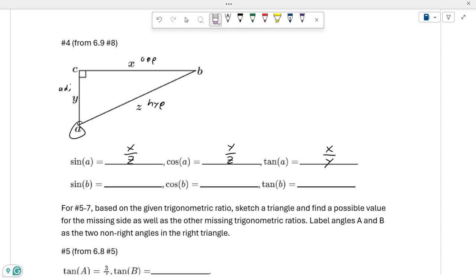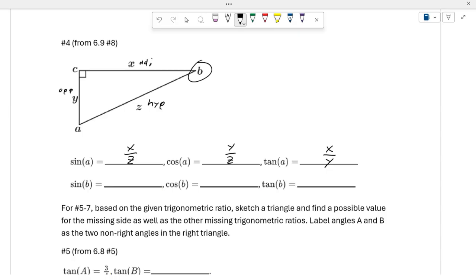Moving over to angle B, so we'll get rid of that, get rid of that, get rid of that. We're now talking about angle B. Because we're talking about angle B, it means that Y is now opposite and that X is adjacent. Those 2 things swap.